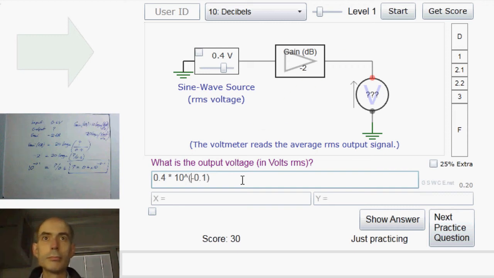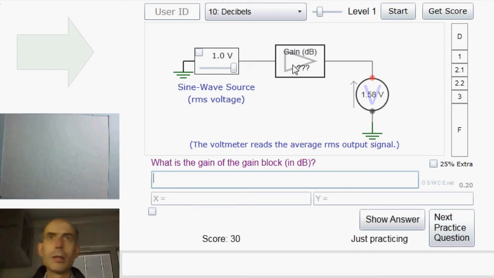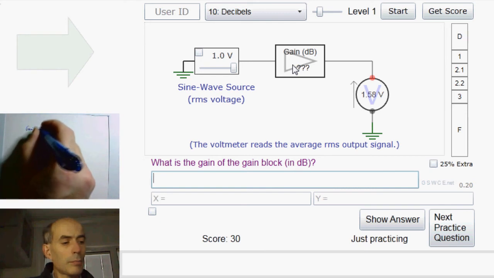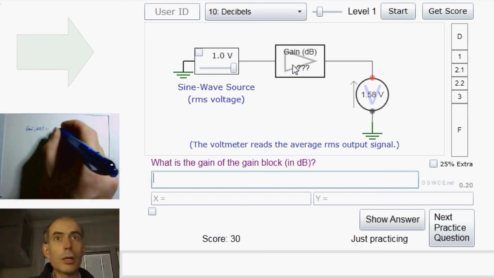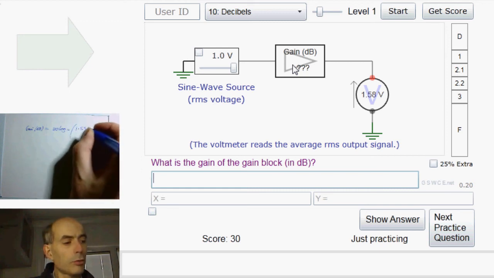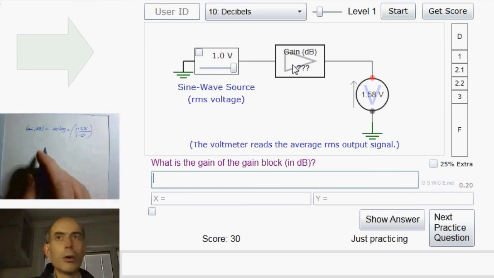Oops. Fine. I'll just do one more, and this is about the only other variation you can get at level 1. The input and the output are known, but the gain is unknown. So, once again, the gain in dB is 20 log 10 of the output, in this case 1.58, divided by the input, in this case 1.